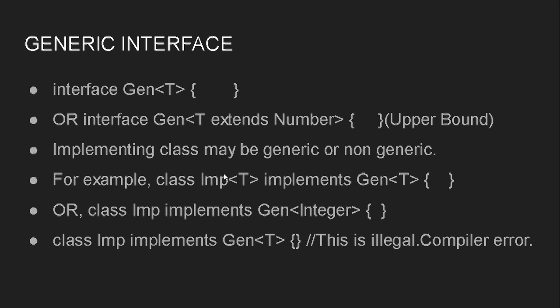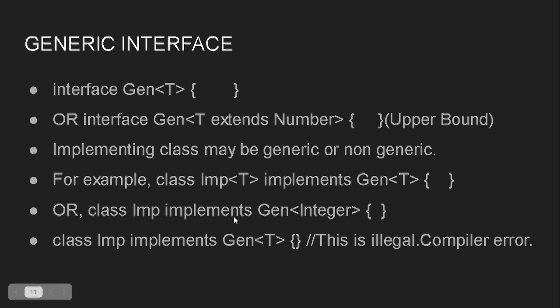But this thing is completely valid in the fourth point. Class Imp T implements Gen T. This particular statement is not going to give you any kind of error. It is going to execute just fine. But this last line is not going to work. Why is it not going to work? Because there is no T in the implementing class. That is why you need to write it like it is shown in the fifth point.